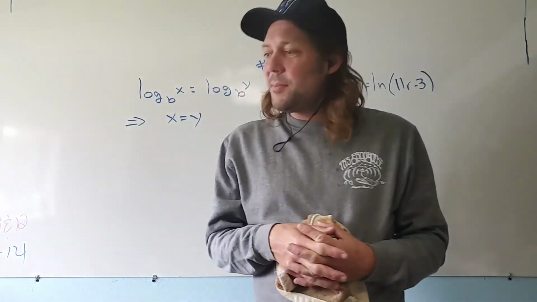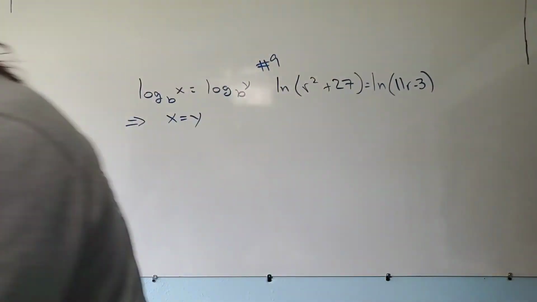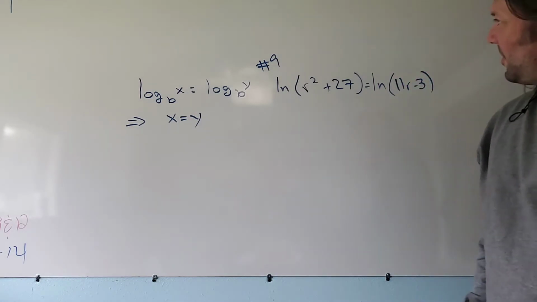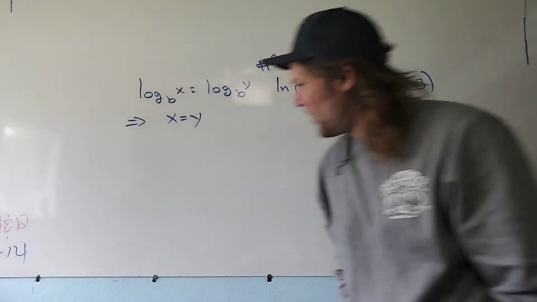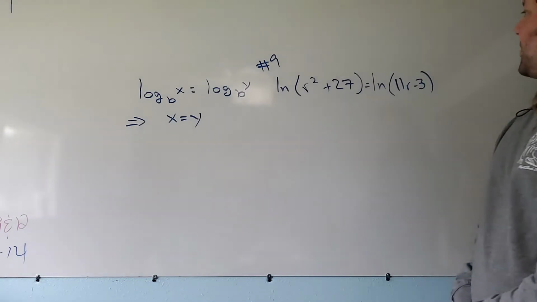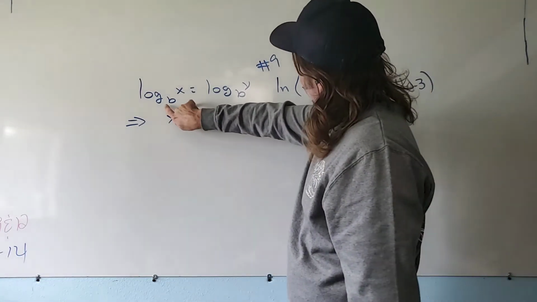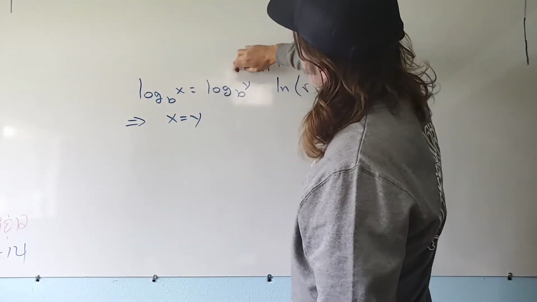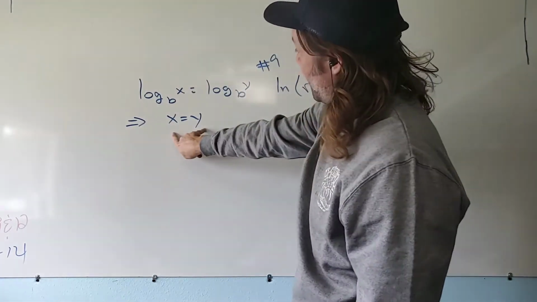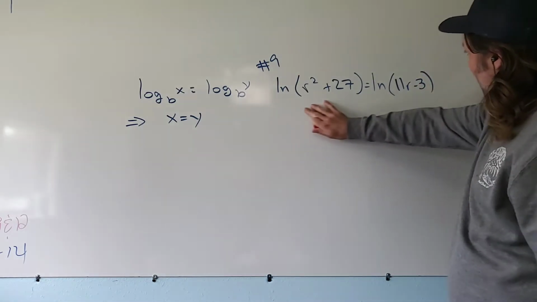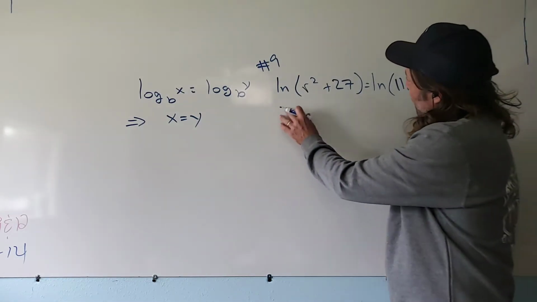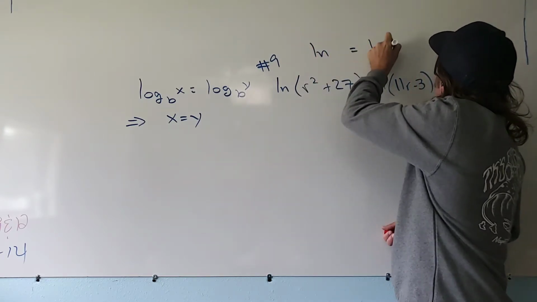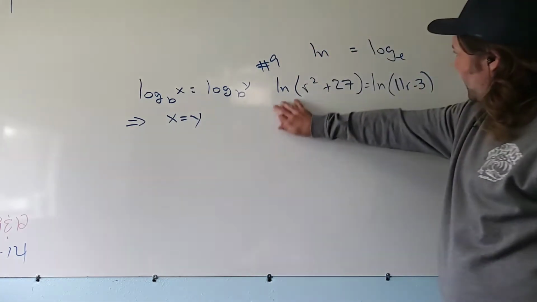from yesterday's assignment. Let me just go ahead and do number 9 real quick. Number 12 is going to be very much this. Oh, no, it's actually a little different. So let's see here. I wrote the rule that we're using: if logs with the same base are equal, then the numbers inside must themselves be equal. Remember, natural log is the same as log base e. So this is the same thing.